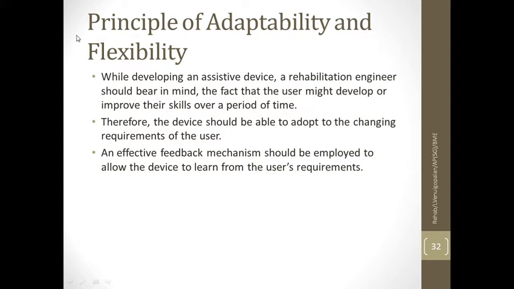So the device that we develop should be able to take some sort of feedback based on the user's performance and try and improve it, right? So an effective feedback mechanism should be employed to allow the device to learn from the user's requirement, or periodical checks should be made so that if any upgrade is required, then that could be done, so that the user's learning curve keeps on improving and they would be able to use a device effectively based on their current requirements. So that is the main principle of adaptability and flexibility.